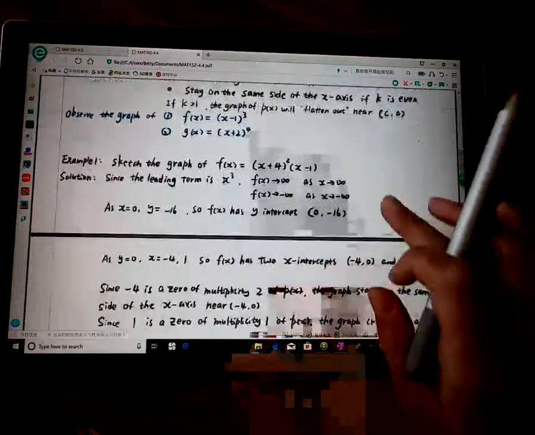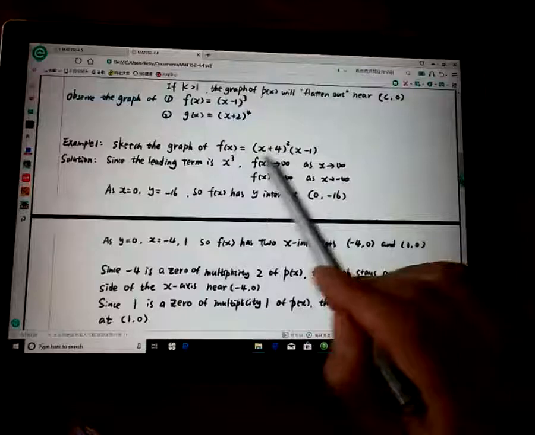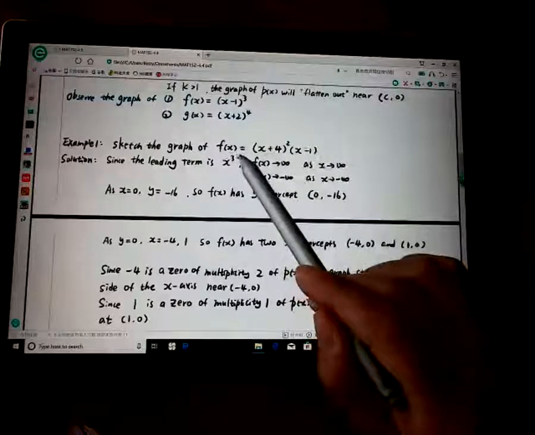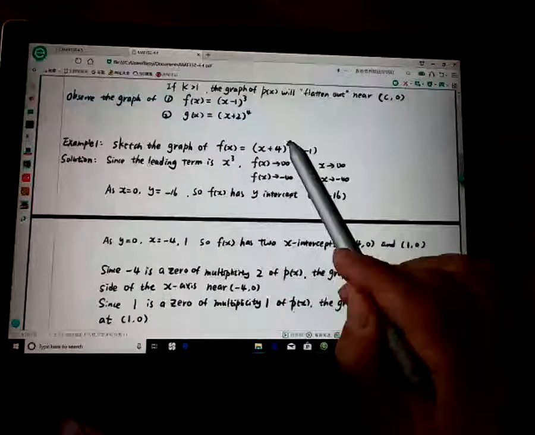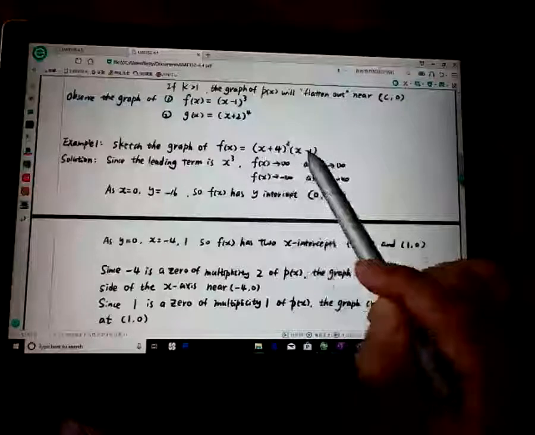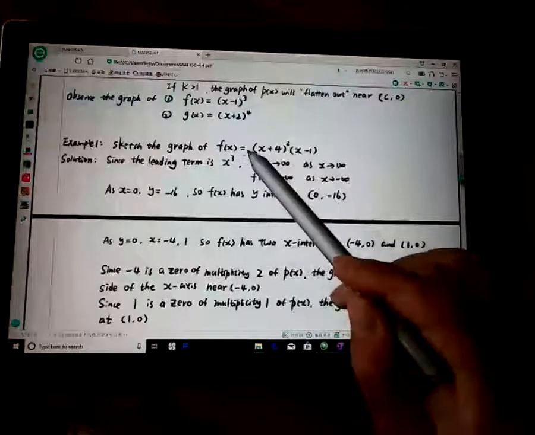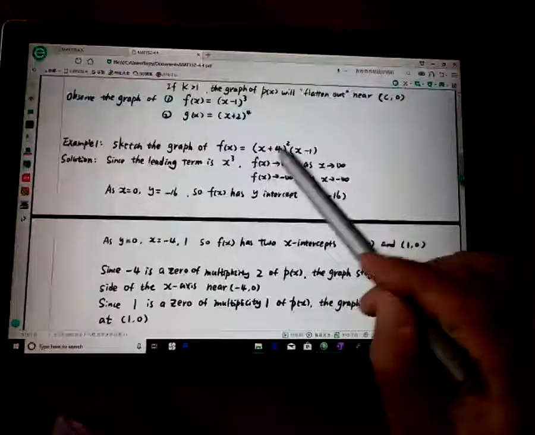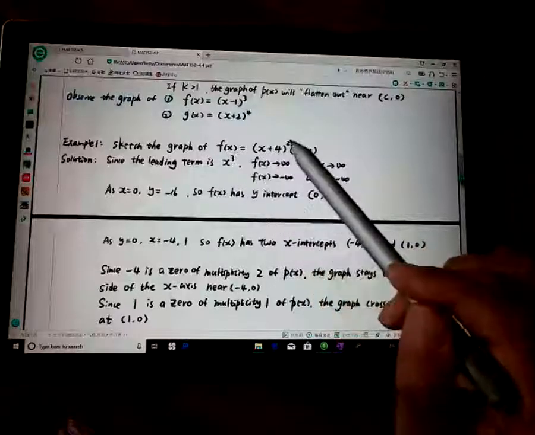Sketch the graph of the function. The function is a polynomial function, of course, and the function is already factored. The function f equals the square of x times x minus 1. Anyone can tell me what's the degree of the polynomial function? You can pause and think. The answer is 3. Yes, the function has degree 3.